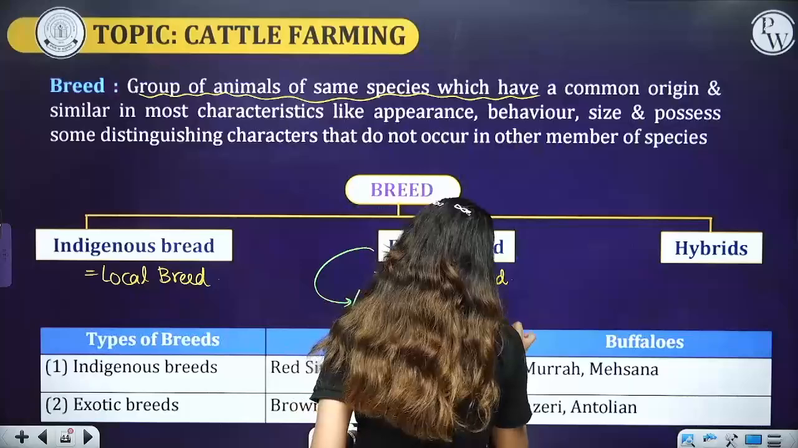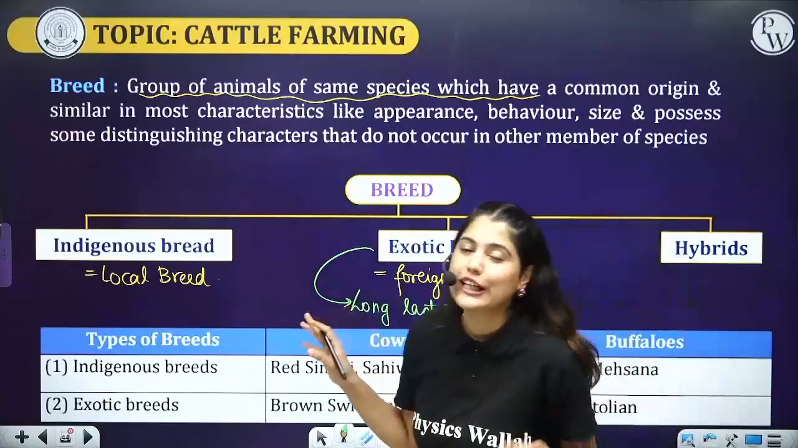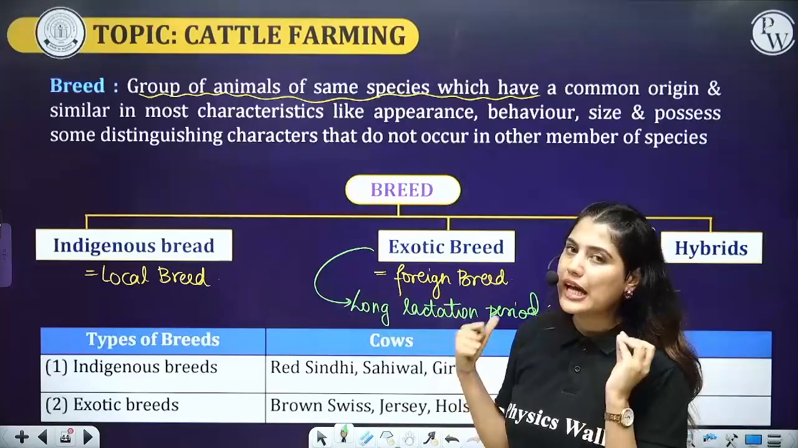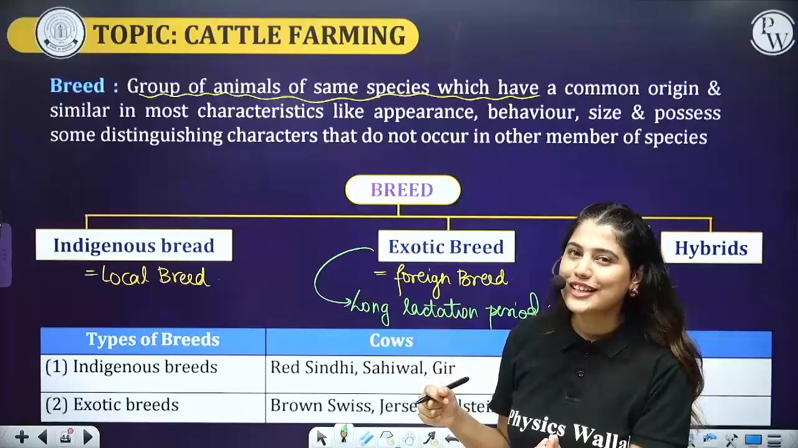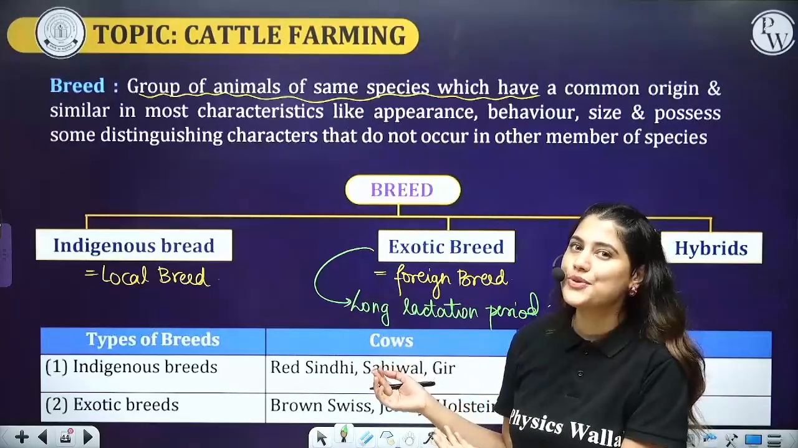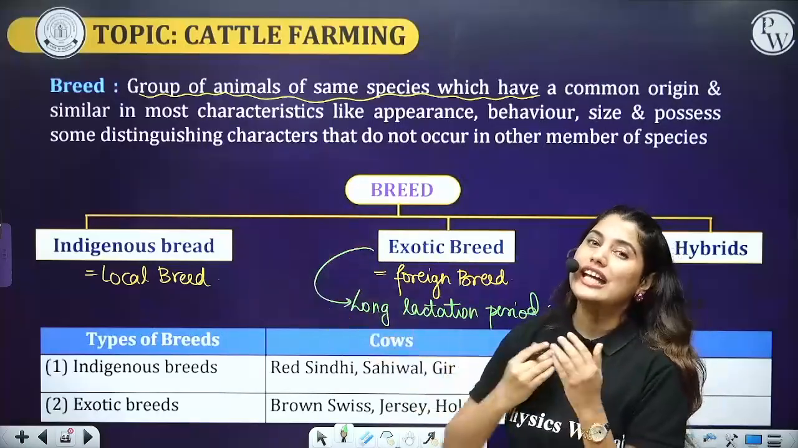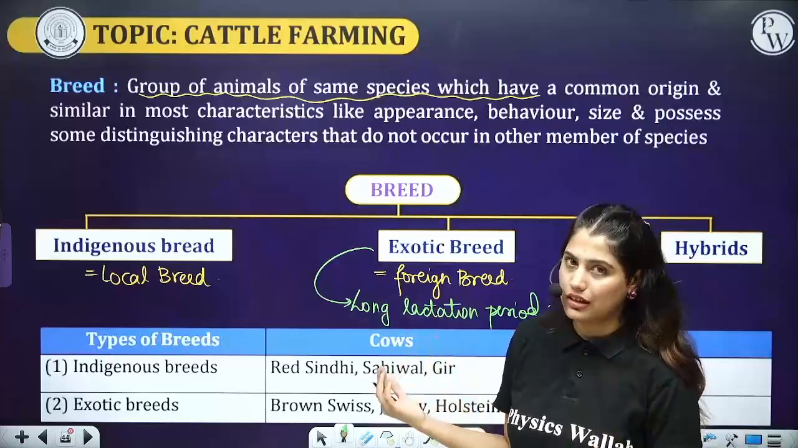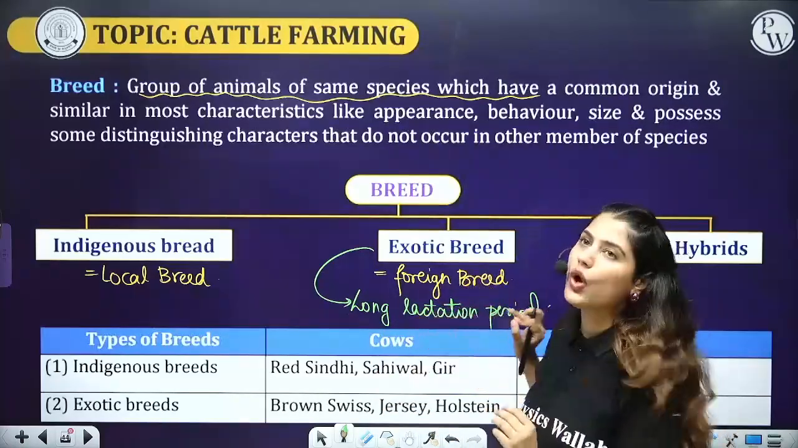Long lactation period. The exotic breeds which we are getting from abroad produce a large amount of milk. Why am I saying so? Because milk is produced during the duration after the birth of the calf. If that lactation period is long, more milk will be there, right? So exotic breeds have the quality of a long lactation period.